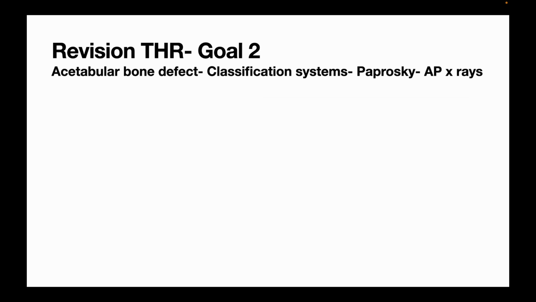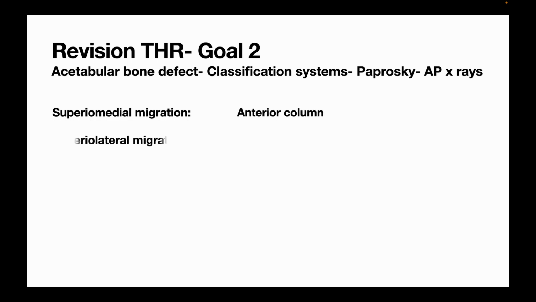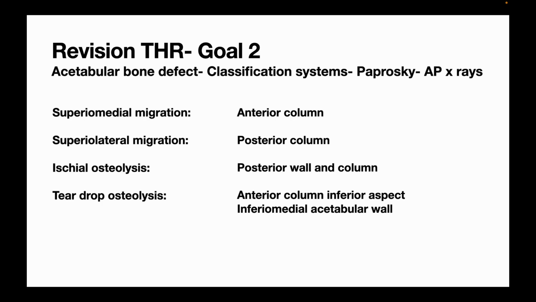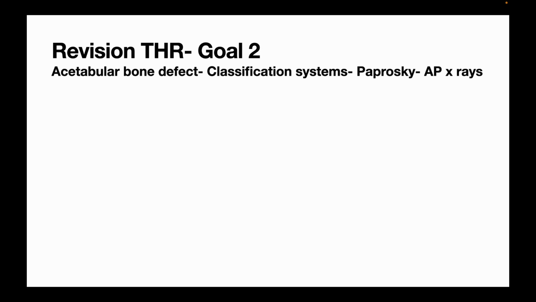The technical meaning of these terminologies is important to appreciate. A superomedial migration indicates an anterior column bone loss. Superolateral migration indicates posterior column bone defect. Ischial osteolysis indicates posterior wall and posterior column bone defect. Teardrop osteolysis indicates inferior aspect of anterior column defect and inferomedial acetabular bone loss. Breach in the Köhler's line indicates medial wall defect.